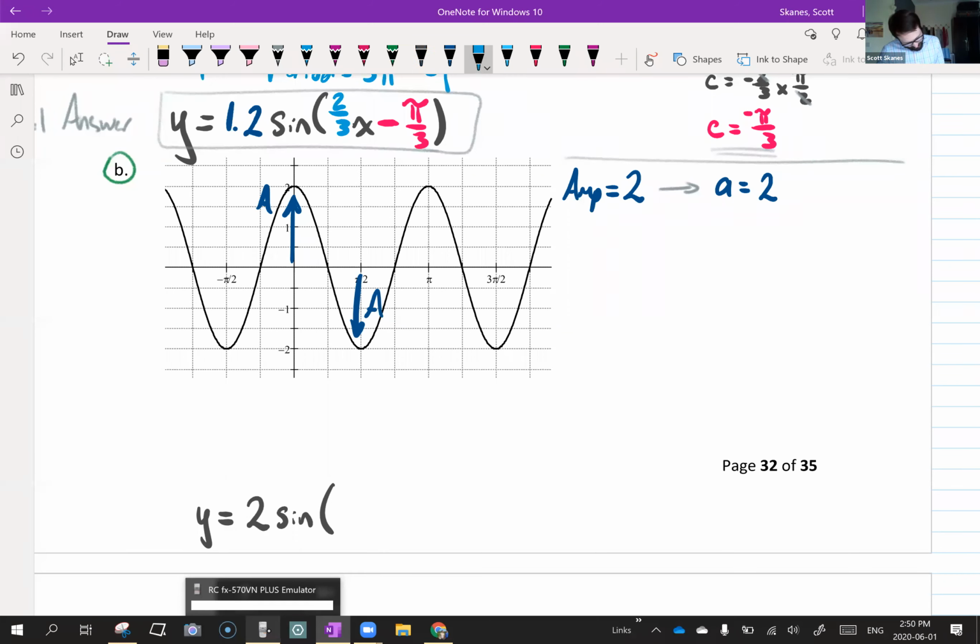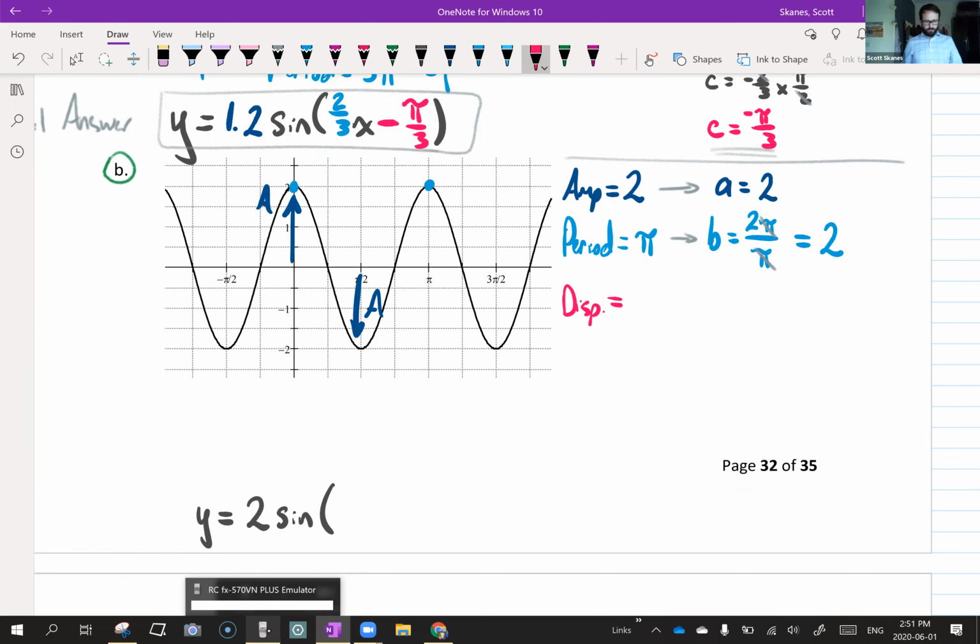Period, what do we got? Period for this one is quite easy. We just can take 2 peaks. Take this peak and that peak. The distance between them is pi, so the period is clearly just pi. If that's true, B is very easy to get. Remember, B is just 2 pi over period, which is 2. Now we can get displacement, also called phase shift.